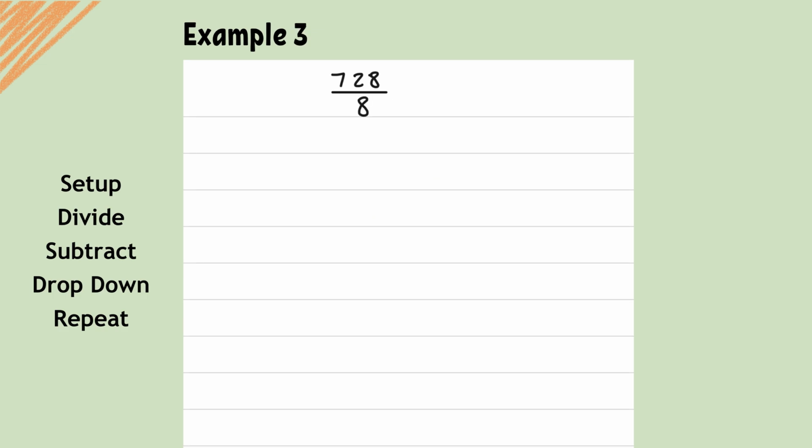Let's do one more like that, but this time it looks like a fraction. You can read a fraction as 728 divided by 8. So the first number is going to go in, the second number is going to go out, and we need to see how many times can our divisor go into our dividend.